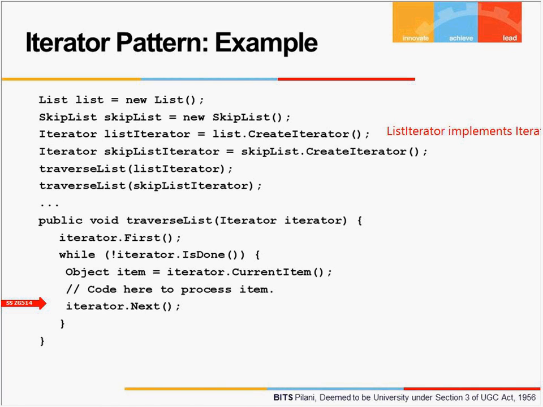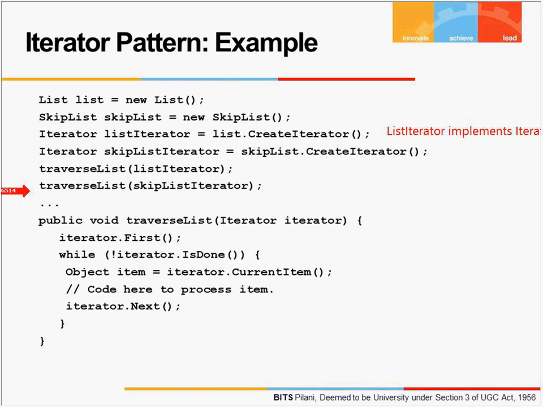Using the list iterator, you are able to traverse the list. Using the skip list iterator, you will be able to traverse the skip list. So what is the difference between these two iterators? We just explained that.